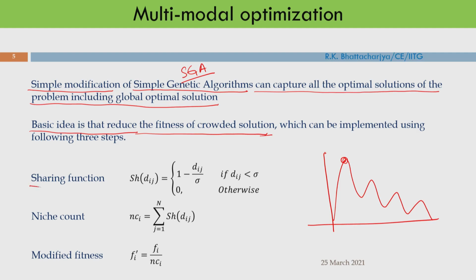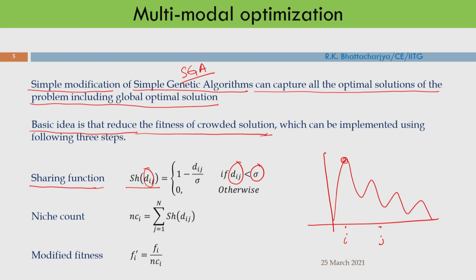I have defined a sharing function here, Sh(Dij), where Dij is the distance, I will explain that. Suppose one solution is here and another solution is here, this is your i and this is j. The distance between these two solutions is Dij. Now, sigma is a parameter you have to define. If Dij is less than sigma, then I will say that the particular solution is a crowded solution.